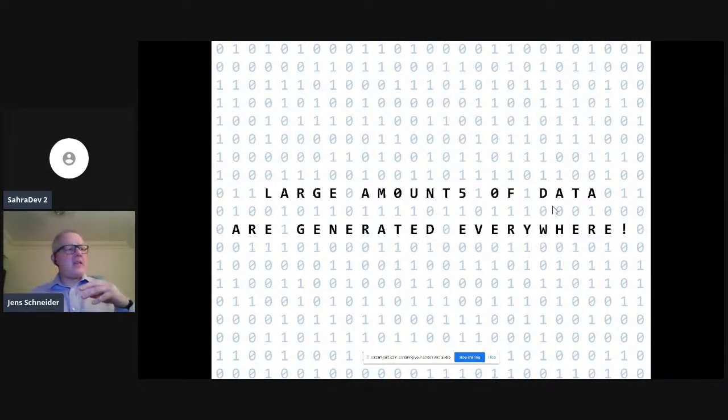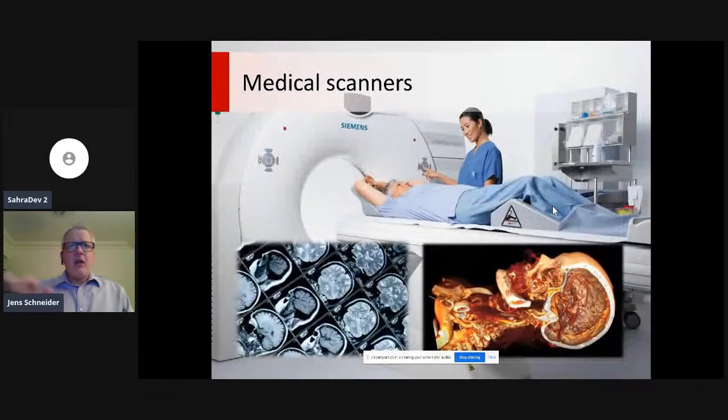Today we are facing data collections that you have trouble even storing on your hard drive. And for some data sets, you need multiple hard drives in a RAID to store all this data. So in the scientific visualization community, one source of big data are medical scanners.